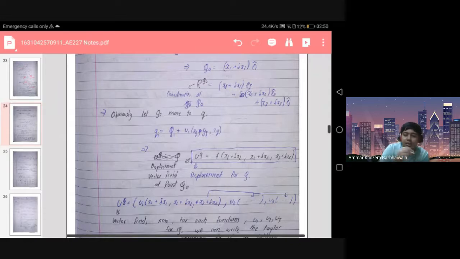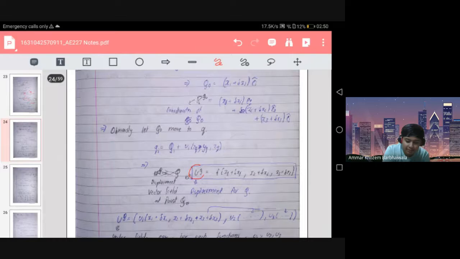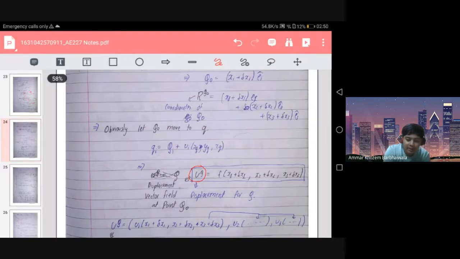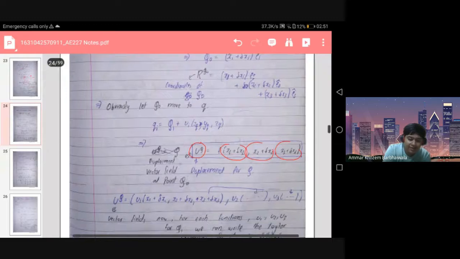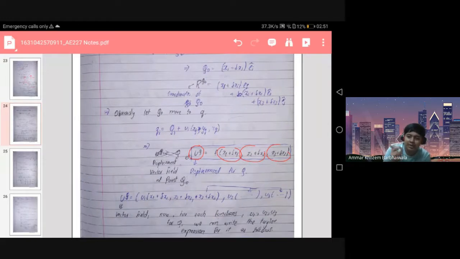Obviously, let q naught move to the final position q, so that the displacement vector field value at q would be its value at x1 plus delta x1, x2 plus delta x2, x3 plus delta x3. So we know that, right? It is just at a point in the vicinity, at a distance of del x1, del x2, and del x3 from this.